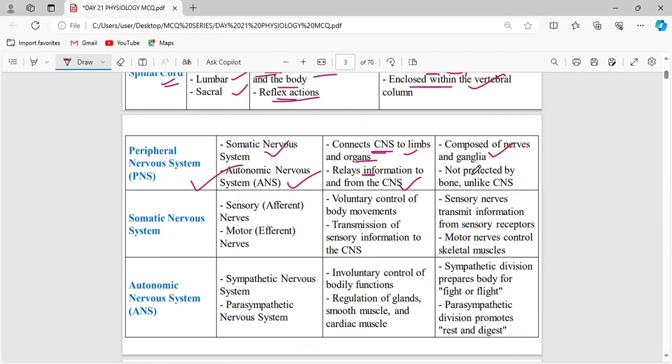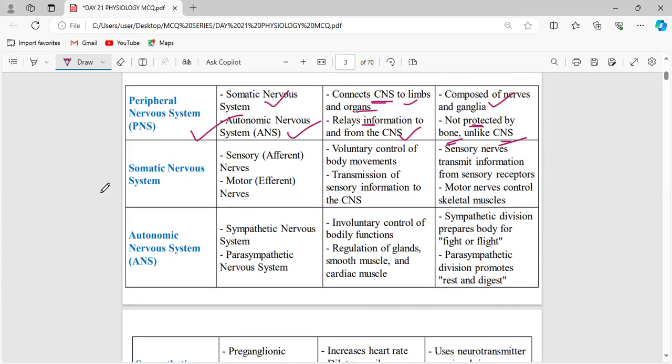Here it is not protected by bone, unlike the CNS. The central nervous system is protected by bone, but the peripheral nervous system has no protective covering. And we have two components of the peripheral nervous system: the somatic nervous system and the autonomic nervous system.